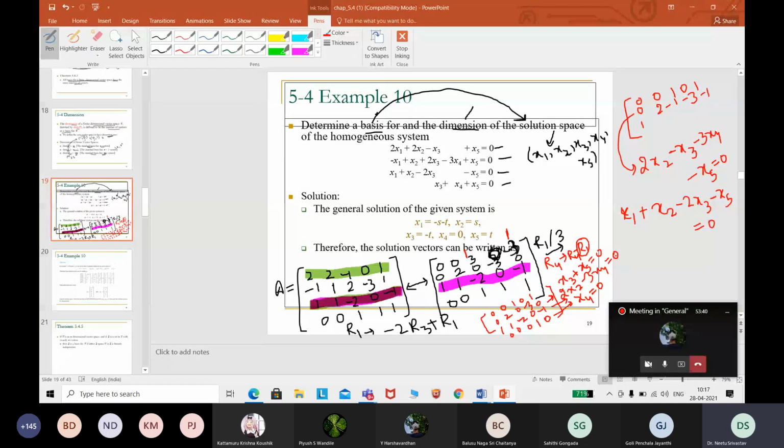What are the equations I have? This is my equation, this is my equation, and this is my equation. So x4 you put as 0. Three equations, and is something wrong in this? Okay, let me check this. I can't check here because it is taking time. I'll just check my transformations and let you know.